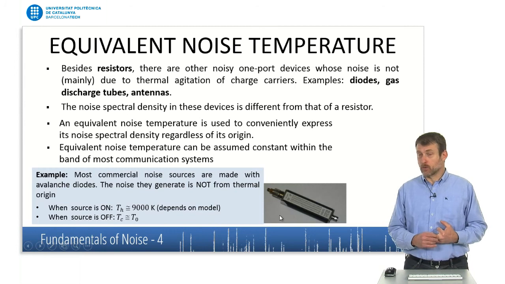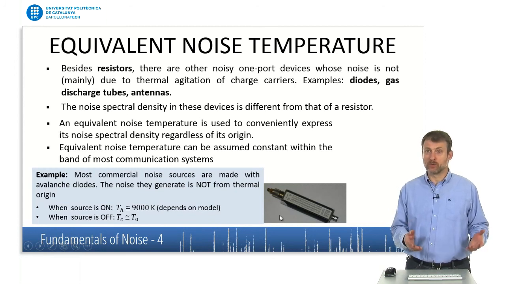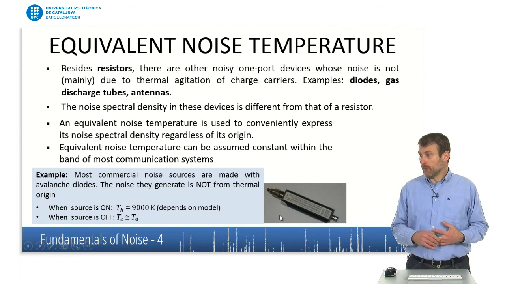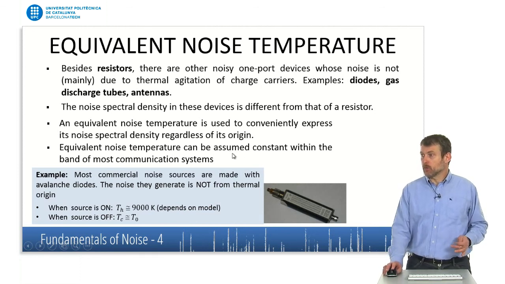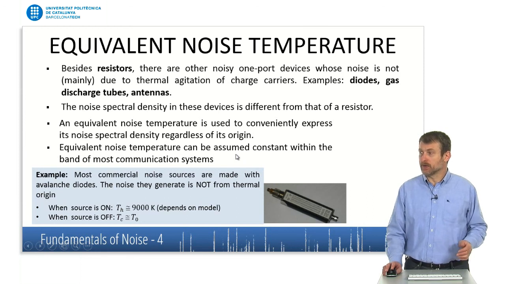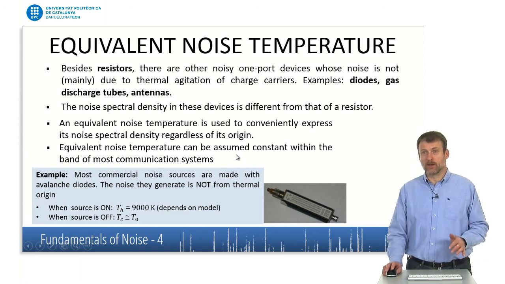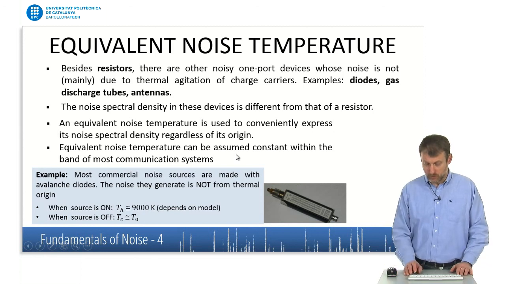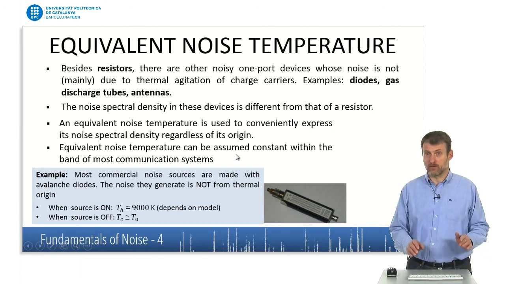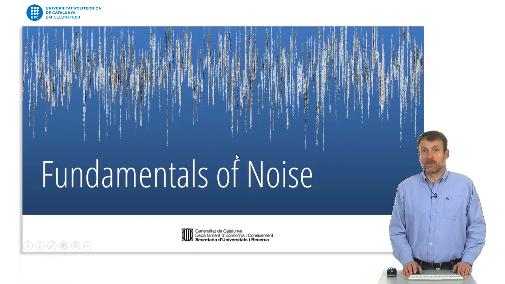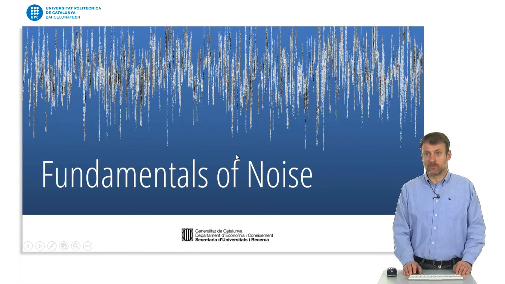So the conclusion is that for one-port devices, it's very convenient to use an equivalent noise temperature, even though the origin of noise is not thermal, right? And finally, normally the equivalent noise temperature of devices varies slowly, and normally in a communication system, the noise temperature can be considered constant throughout the bandwidth of the system, because the changes are small enough. And this finishes this first section of the lecture on noise.